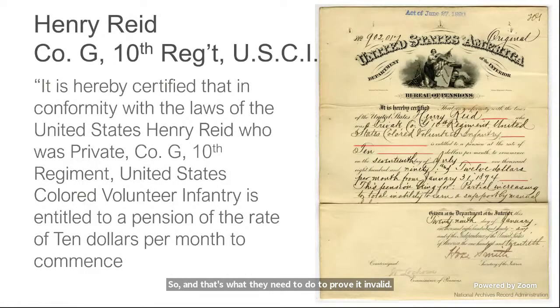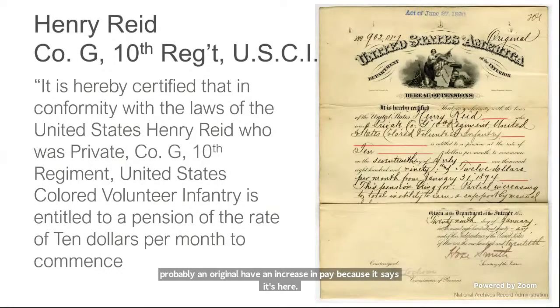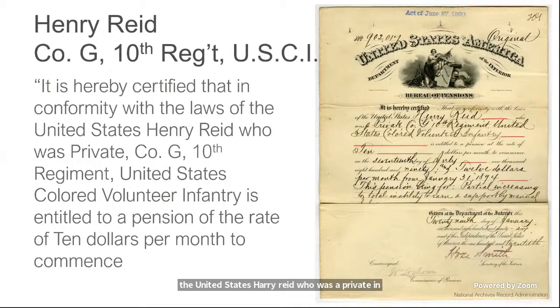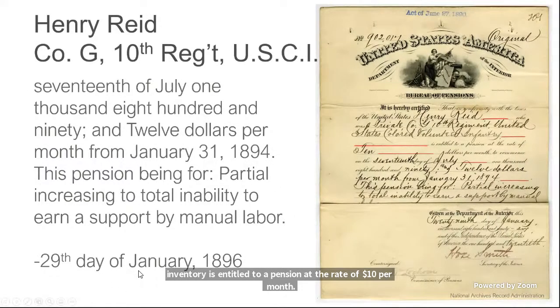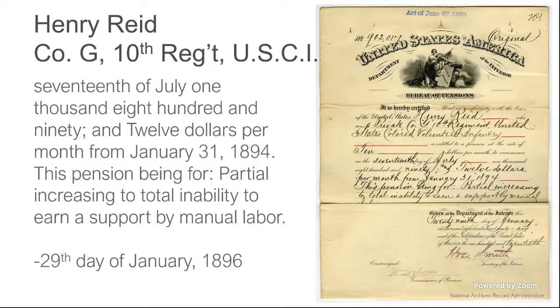Okay, this is a really fairly unique document, actually. This is an original that the pension was received. Now, this one seems to be probably an original of an increase in pay, because it says it's hereby certified that in conformity with the laws of the United States, Henry Reid, who was a private in Company G of the 10th Regiment, United States Colored Volunteer Infantry, is entitled to a pension at the rate of $10 per month to commence on the 17th of July, 1890, and $12 per month, January 31st, 1894.